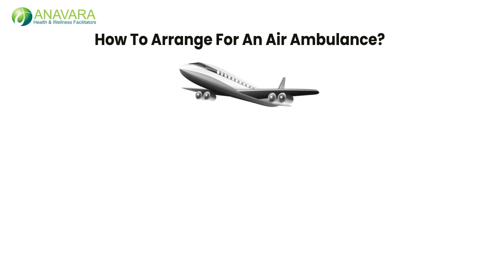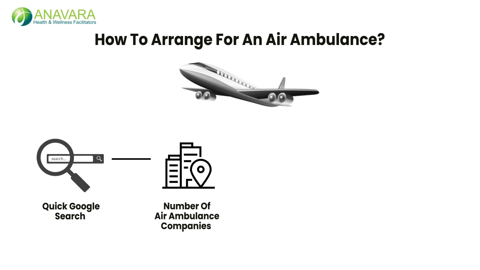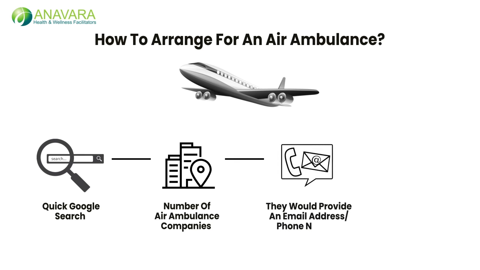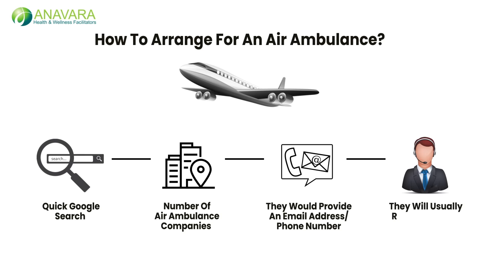How to arrange for an air ambulance? Usually, a quick Google search will show a number of air ambulance companies operating in your area. They would provide an email address, phone number or text app service to contact them on a 24/7 basis. Contact them and they will usually respond within hours, if not minutes.